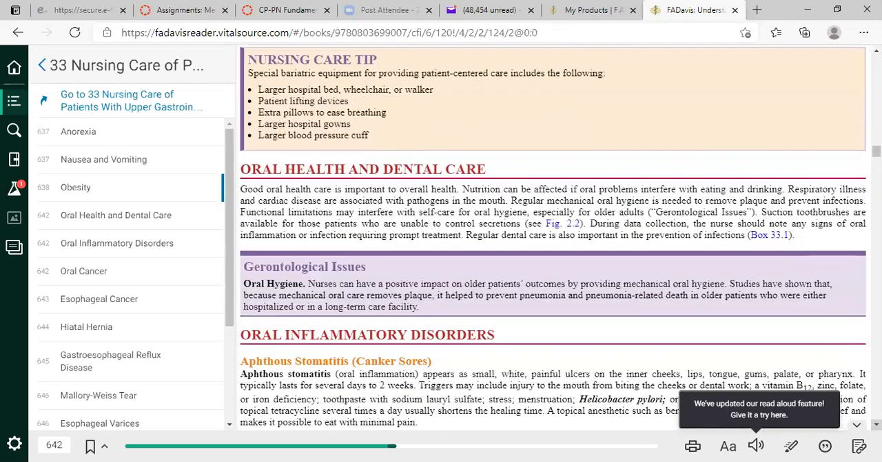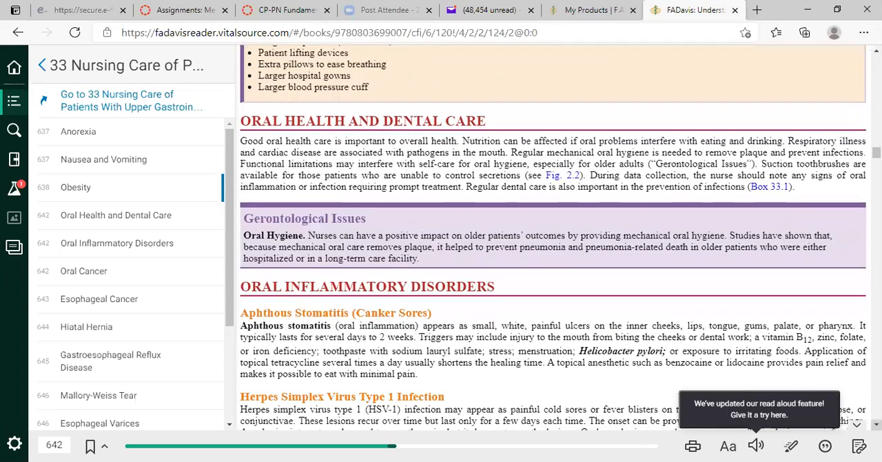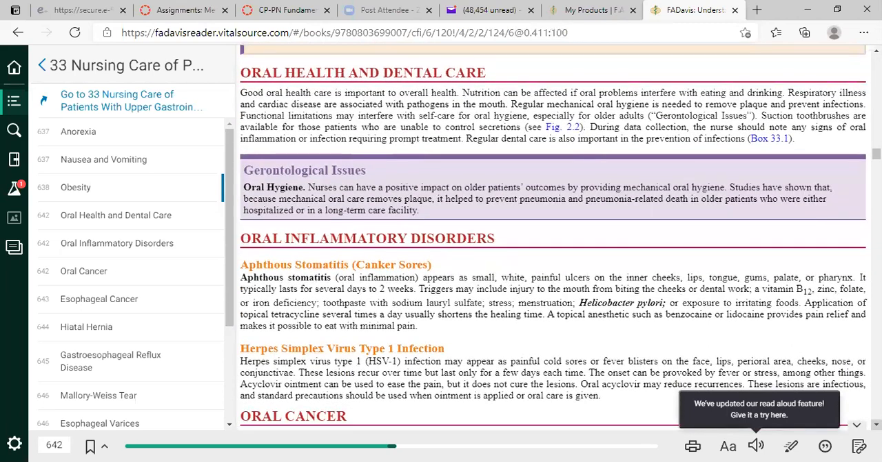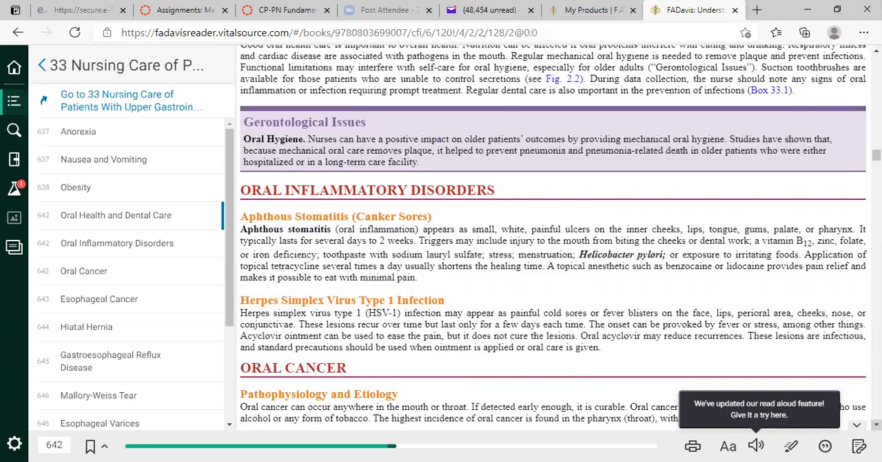It's talking about oral health and dental care. And it's also talking about oral inflammatory disorders, aphthous stomatitis, which is another word for a canker sore. And we know those canker sores can be caused from injuring your mouth, dental work, vitamin B12, iron, folate deficiency, toothpaste with sodium can cause those cankers. And we know those cankers can be a bit painful. It also can occur due to infection.